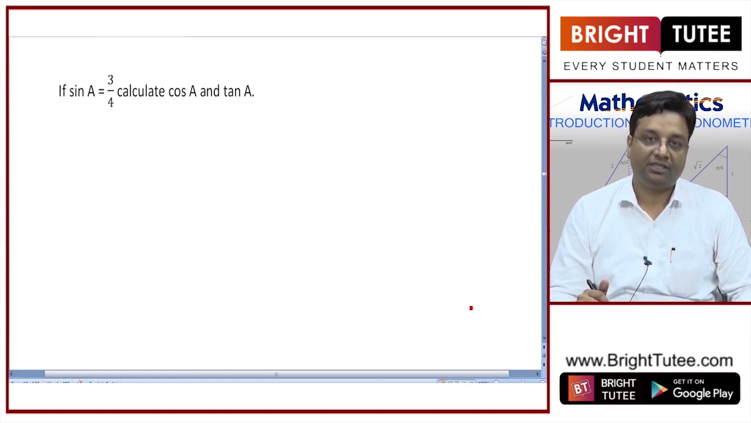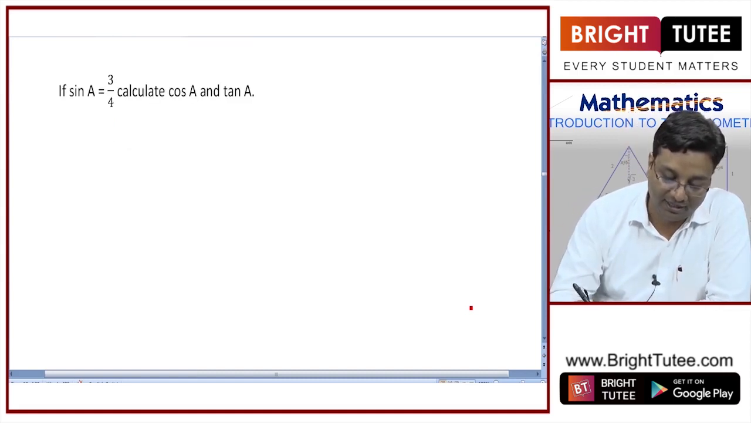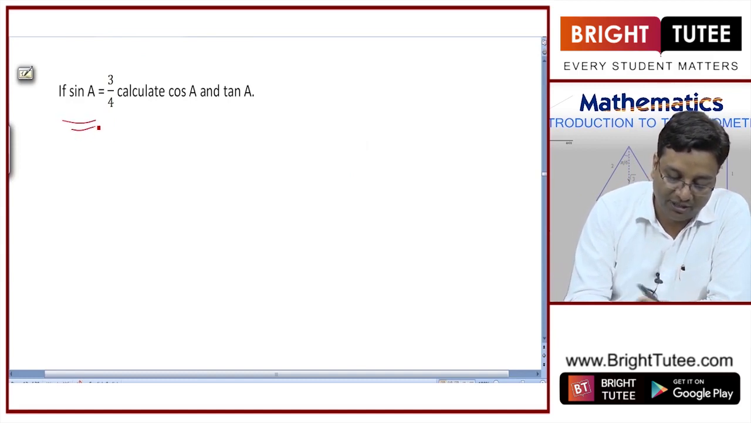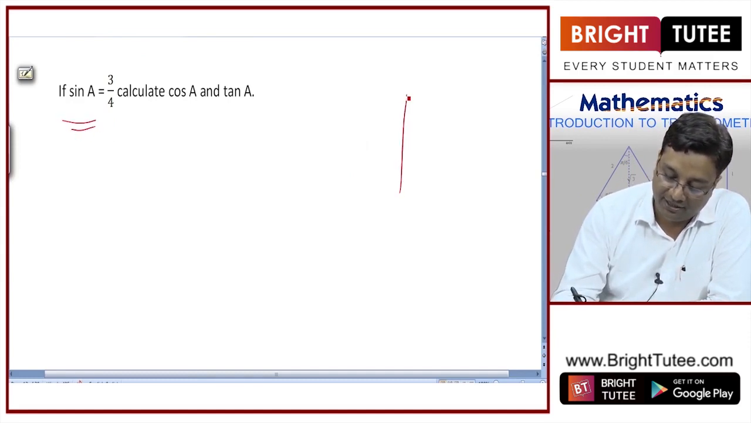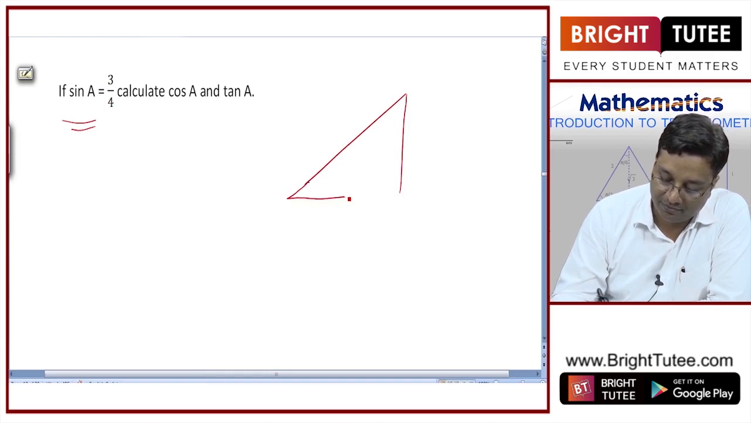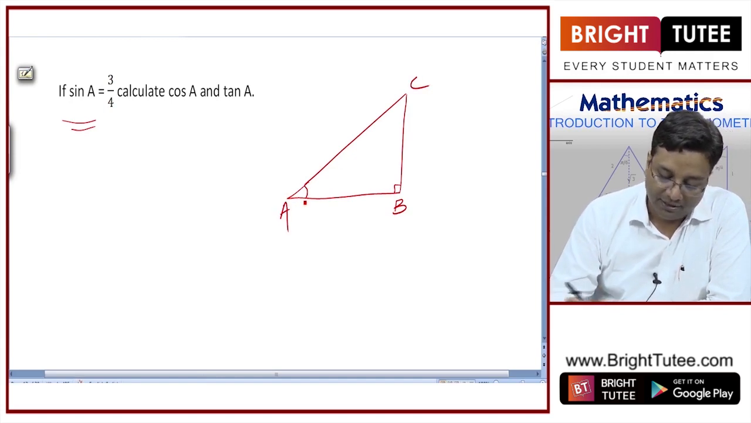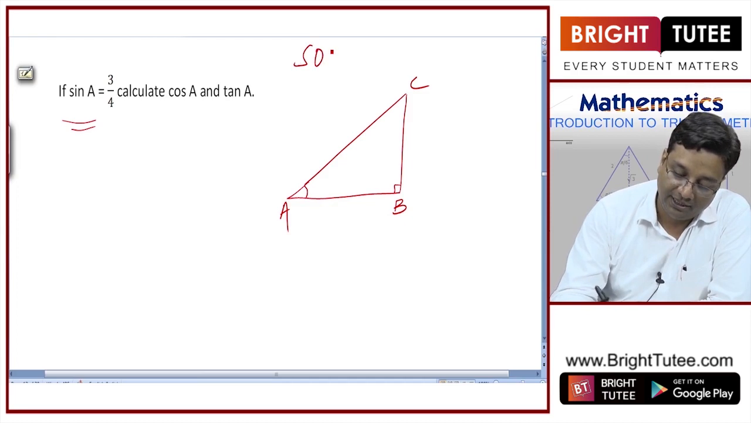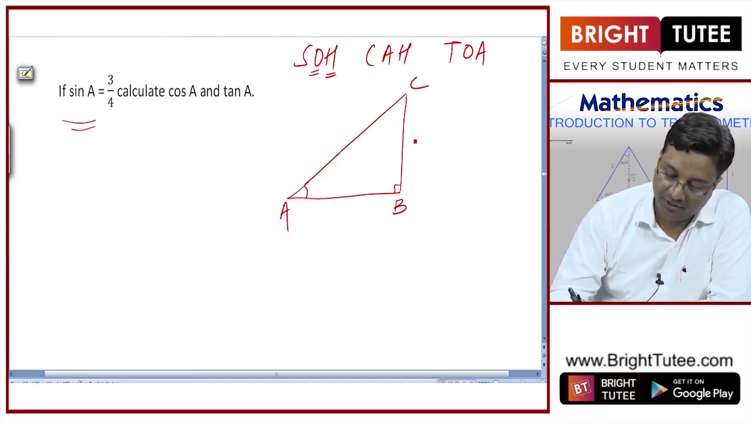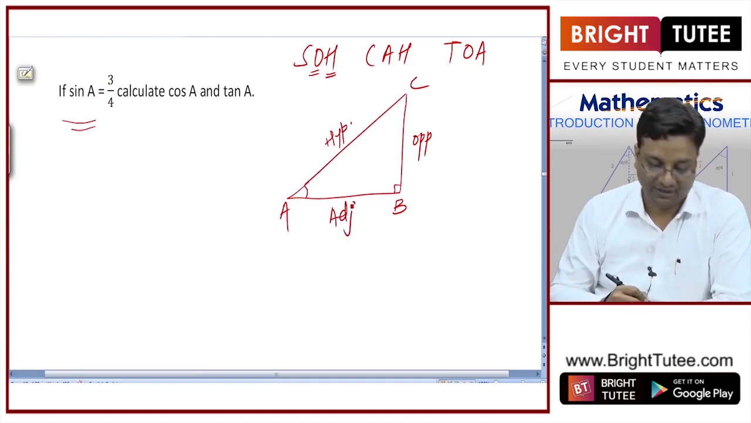Okay, this category of question we have already covered in examples. So let's see it once again. Sine of A is 3 by 4. Let's take this as a right angle. Sine of A is 3 by 4. Sine, cos, tan. Opposite by hypotenuse. So this is opposite of A. This is hypotenuse, this is adjacent side, right?